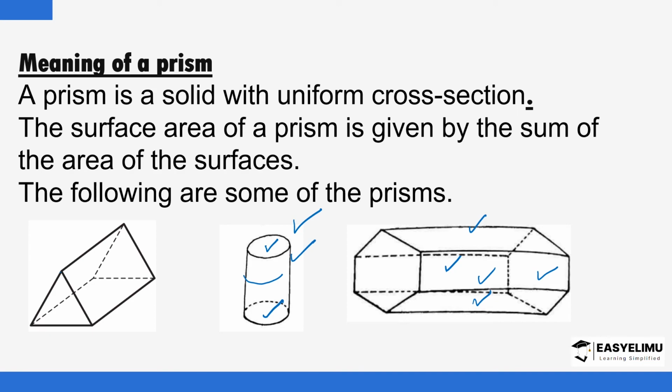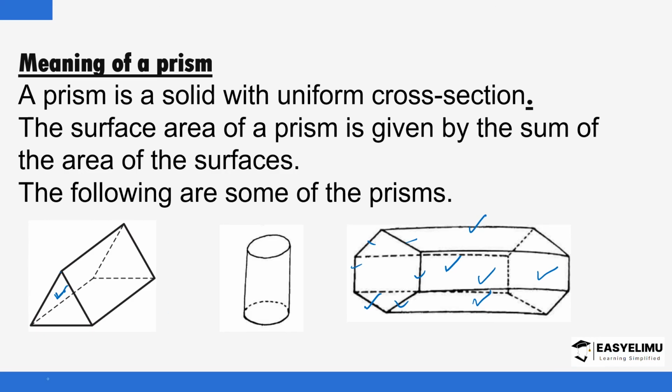Now the prisms are normally named based on the shape of the cross section. Like this one can be called a triangular prism because the cross section here is triangular in shape. This other one here, 1, 2, 3, 4, 5, 6, is a hexagonal prism because the cross section here is a hexagon. So normally they are named based on the shape assumed by the cross section. If the cross section is rectangular, you can talk of a rectangular prism. If it's a square, square prism, and so on and so forth.